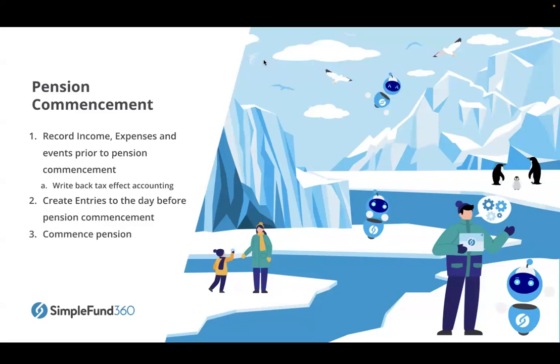Now, when we talk about events, I'm more specifically talking about things like corporate actions. So making sure that not only have you done your income and expenses from your bank statements, but if there are any corporate actions, whether that's dividend reinvestments or buybacks or anything like that, that you've recorded that as well, as long as those things have occurred before the date of the pension commencement.